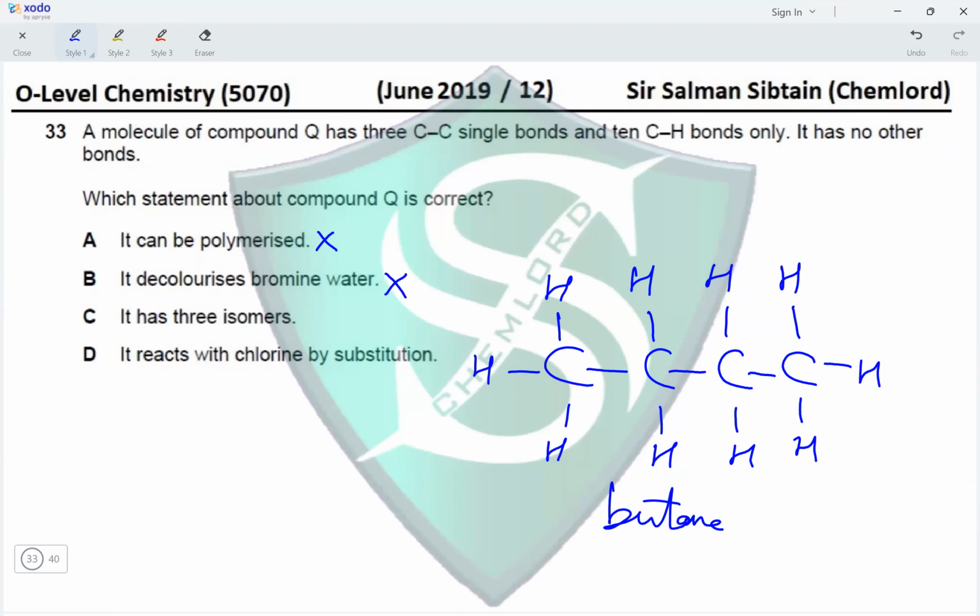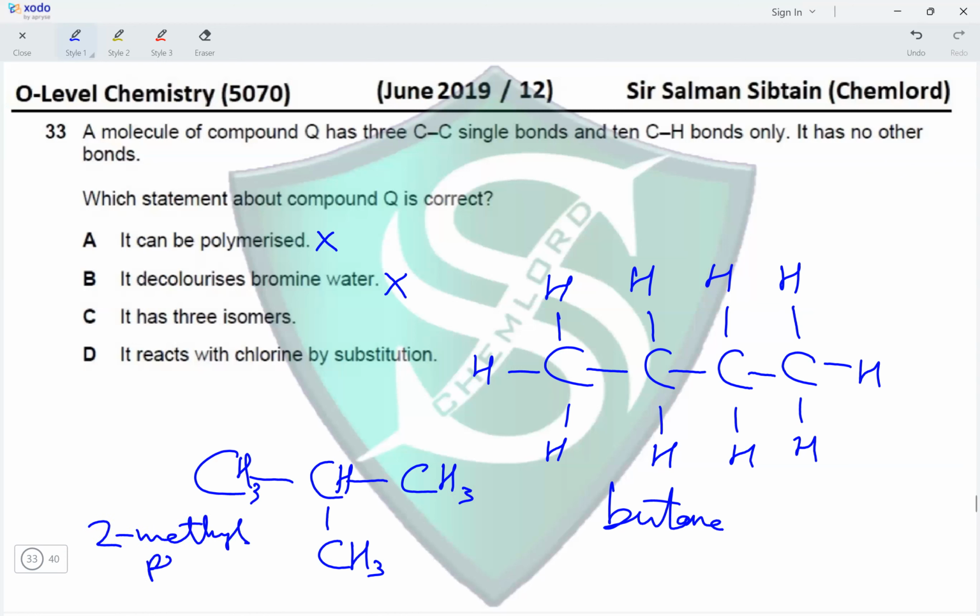It has 3 isomers. Butane would have 1 isomer in which we would have 1 carbon atom adding onto the central carbon atom, forming 2-methylpropane. Okay, so this is incorrect as well.